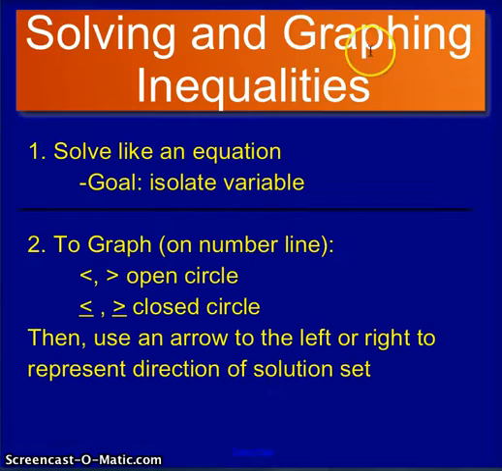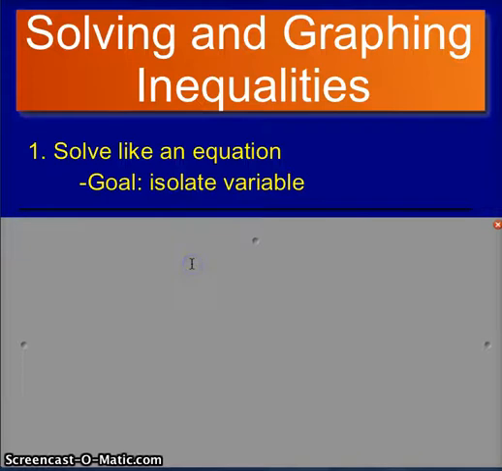All right, let's start with solving and graphing inequalities. Copy down these notes so that you have these steps when you need to look back at them. Number 1, you're going to solve just like a regular equation. Your goal is still to isolate the variable.